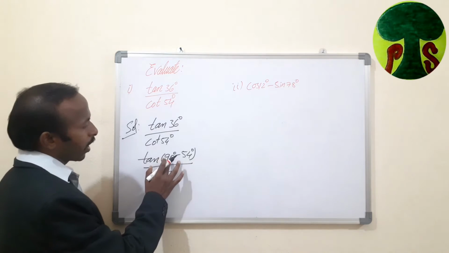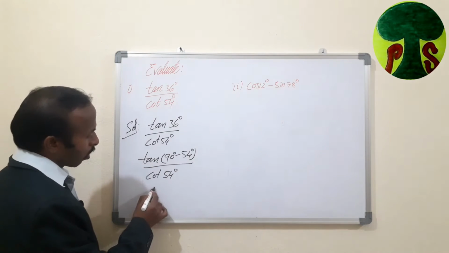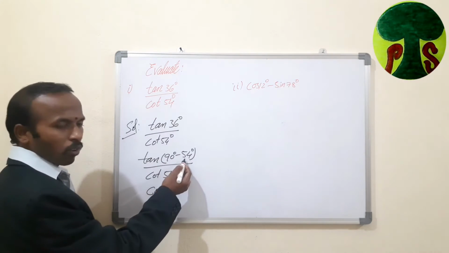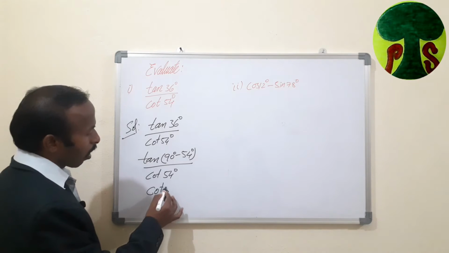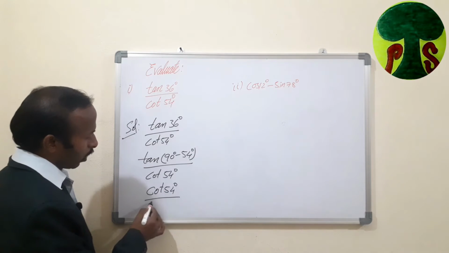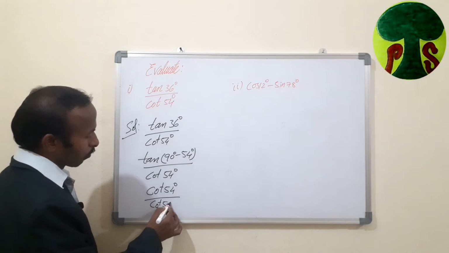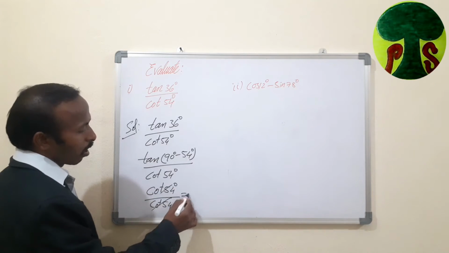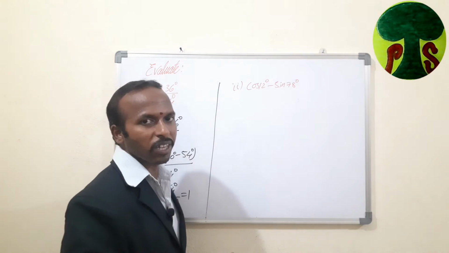Now see here, tan 90 minus theta is how much? Cot theta. Cot theta means here how much? 54. So cot 54 degrees by cot 54 degrees, both get cancelled. Our answer is 1. Let's see the second solution.